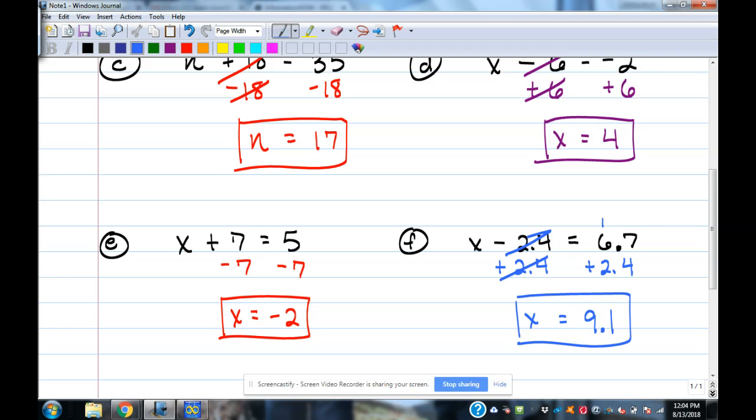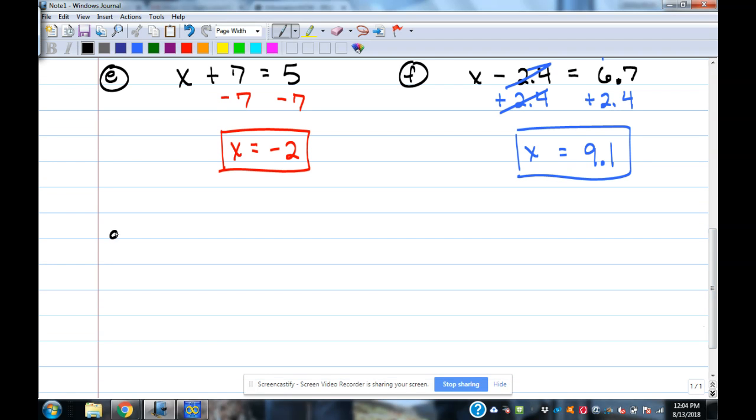How can I check to make sure that's right? Plug it into the problem. If I put 9.1 in the original problem, is 9.1 minus 2.4 6.7? Yes, it is. That's how you can check any answer. When you're dealing with equations, no matter if it's these easy ones or next semester when we get to some really tough ones, if it's an equation, you plug your answer into the original problem and see if it's right. It shouldn't be a problem checking to see if you got the right answer or not.